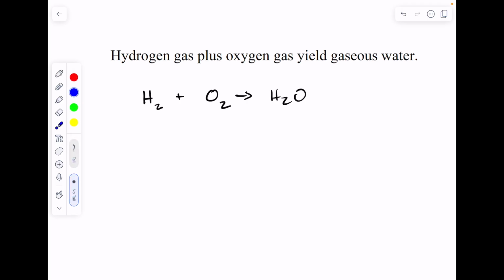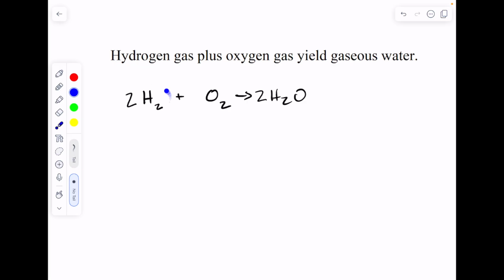Now that we have the correct formulas, we can balance the equation using coefficients. Because there are two oxygen atoms in the reactants, we'll need two oxygen atoms in the products. We can get that by adding a coefficient 2 in front of the water. This gives us 4 hydrogen atoms in the products, so we will also need 4 hydrogen atoms in the reactants. We can get that by adding a coefficient 2 in front of the hydrogen.